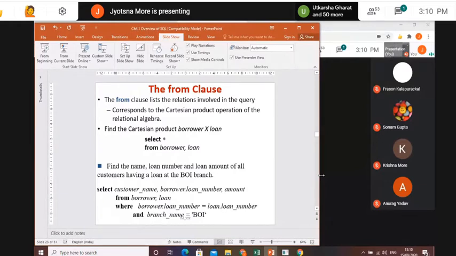Next question. Find the names of all students in the student relation.